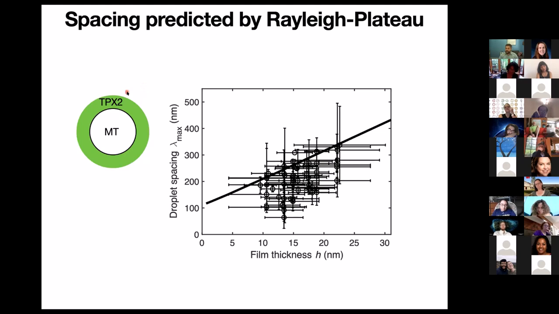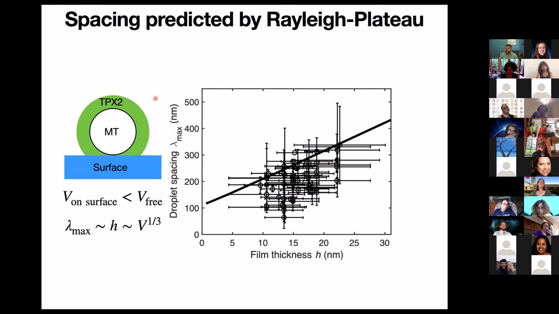That's because the theory corresponds to a fluid cylinder that's completely wrapped around the microtubule, but our microtubule is sitting on a surface that has slightly less volume. And so if you put in a correction for that, you do much better than we would have done before. Okay, so that's where microtubules go.